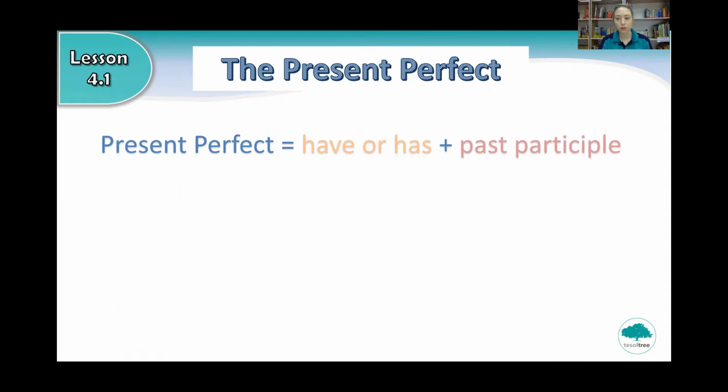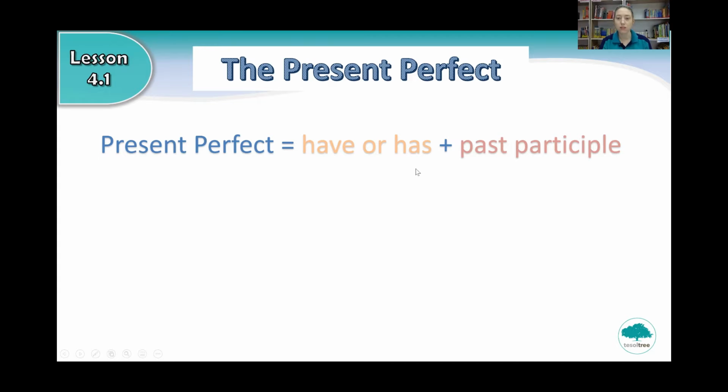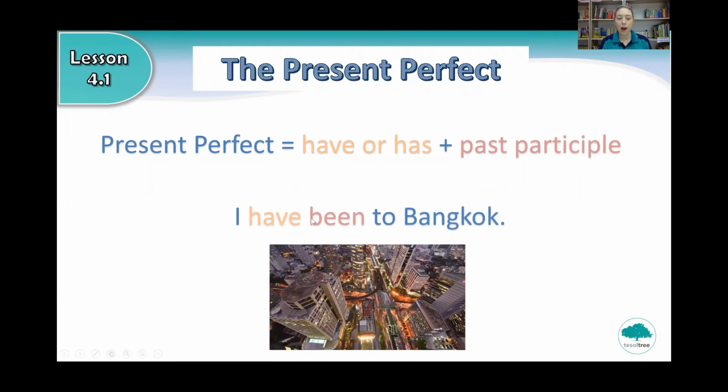So like we talked about last week, the present perfect is have or has and the past participle. For example, I have been to Bangkok. So have, and been is the past participle. I have been to Bangkok.